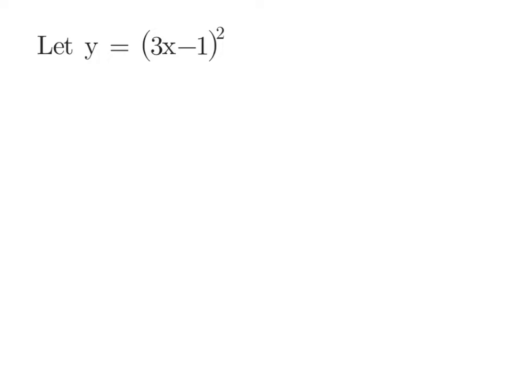U-substitution is a method that we can use to help us find the derivative of a specific kind of complicated functions. Here's an easy one that we can do. If we let y equal the quantity 3x minus 1 squared, we don't actually need to use U-substitution in order to differentiate this. I mean, we could just multiply 3x minus 1 times 3x minus 1. We'll get 9x squared minus 6x plus 1. Then the derivative is going to be 18x minus 6.